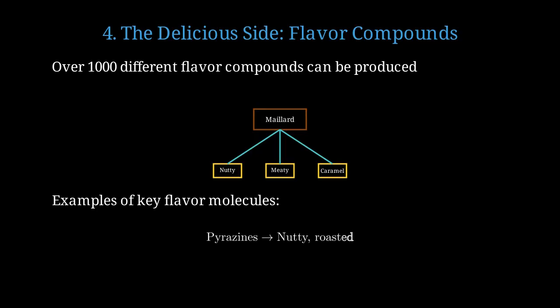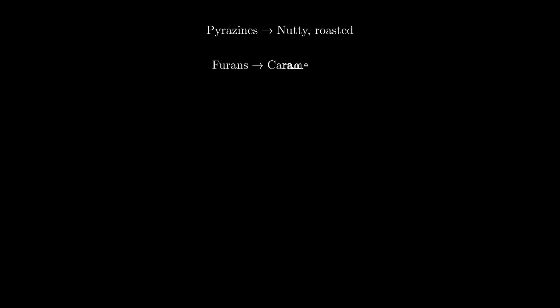Pyrazines create nutty and roasted flavors found in coffee and roasted nuts. Furans produce caramel and sweet notes, giving baked goods their appealing aroma. Diaphenes, containing sulfur, create meaty and savory flavors in grilled and roasted meats.